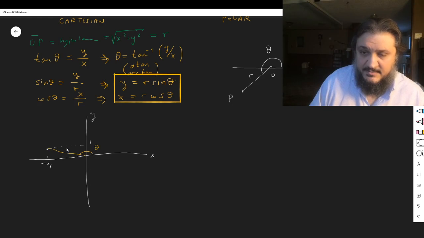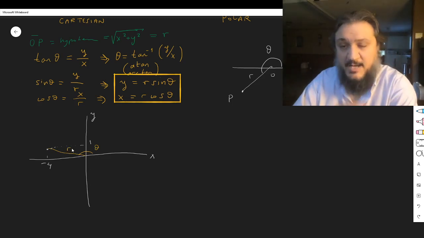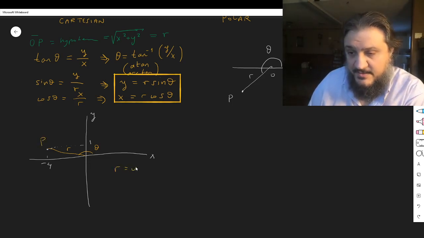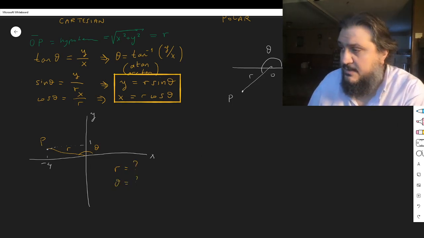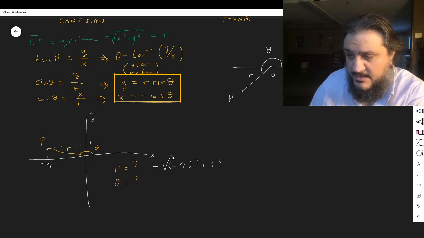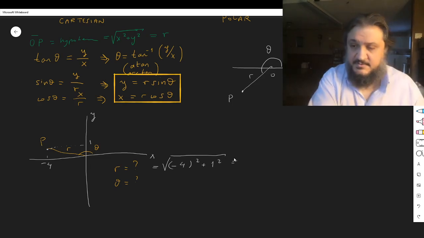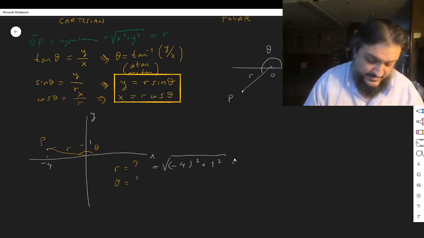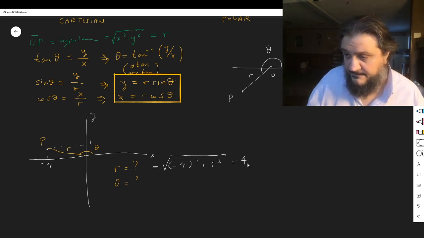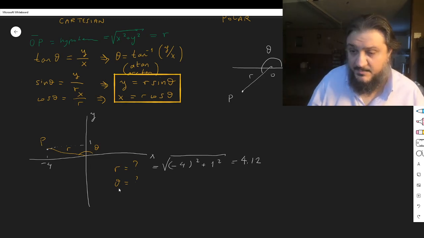This is theta, this is r. Somebody said, how do you express this point using polar coordinates? So this is your goal, find r and theta. Okay, r, just use the square root formula. So you have negative 4 squared plus 1 squared. And you find a number, so square root of 17, right? That is 4.12. Fine, but what about theta?